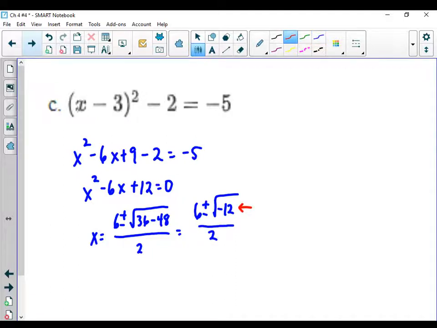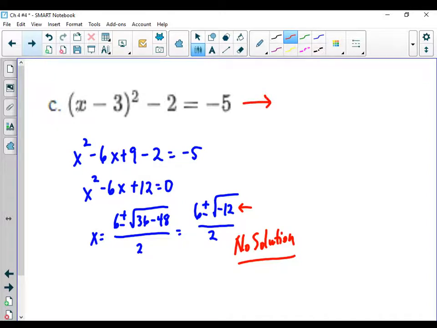Well, we got a red flag here. We've got that square root of negative 12. So that tells me I have no solution for this one. So if you attacked it that way, that's fine. But we actually could have gotten there a little bit faster, or a lot faster actually.